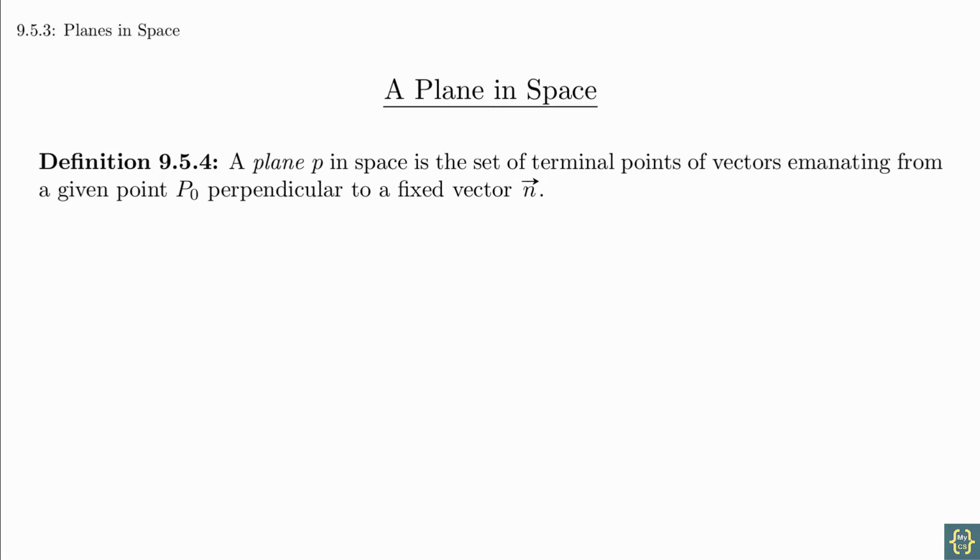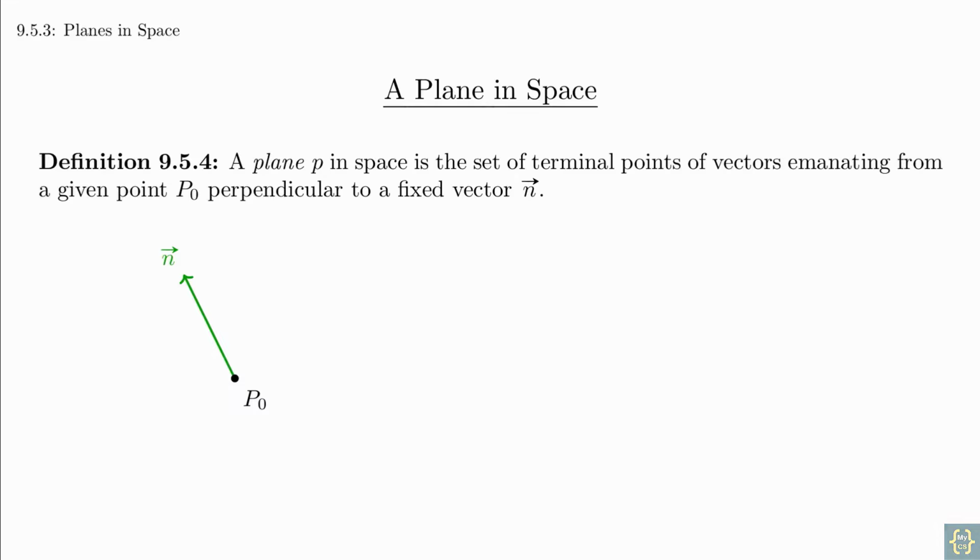Definition: a plane P in space is the set of all terminal points of vectors emanating from a given point P0 perpendicular to a fixed vector n. Let's start with the point P0 and draw the vector n emanating from it. Technically, n can be anywhere, but the picture is simplest to visualize if we draw it this way.